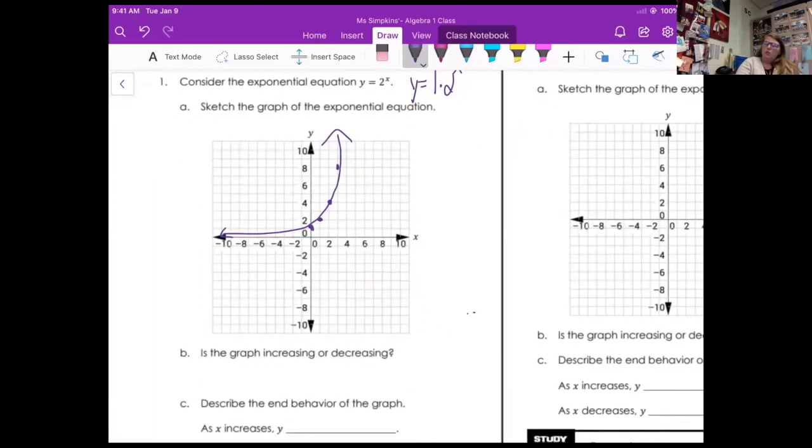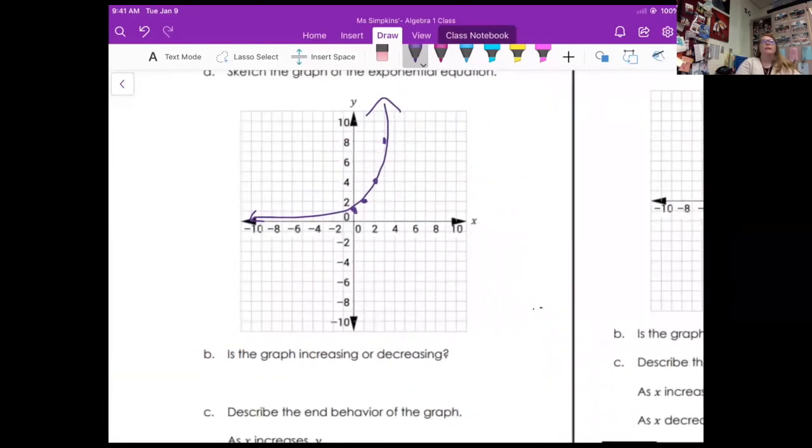Okay, so let's answer these questions. If we're reading from left to right, is our graph increasing or decreasing? Increasing. It's obviously increasing because I started with 1 and I'm doubling. If I'm doubling a positive number, I'm going to get a bigger number.